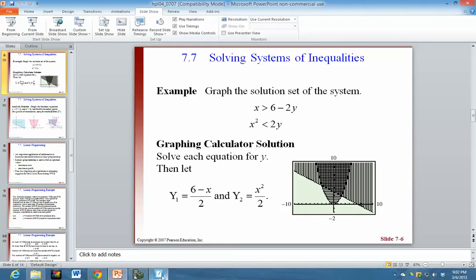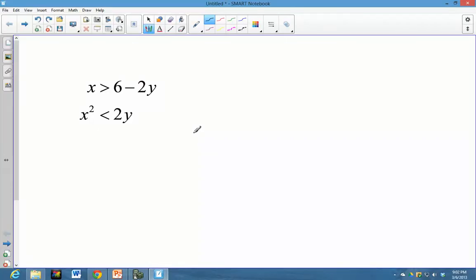Okay, so I'm going to get out of this and go here. These are our two inequalities, right? We've got x is greater than 6 minus 2y. All right, so we want to solve for y. So I'm going to write x minus 6 is, and I'm still going to keep that inequality the same, negative 2y.